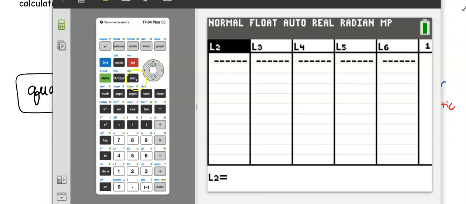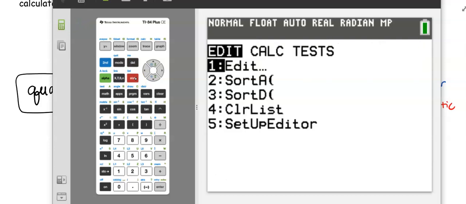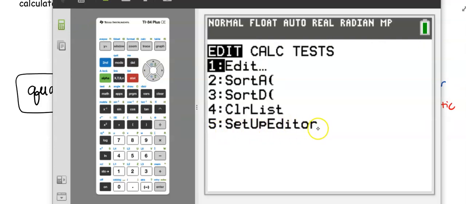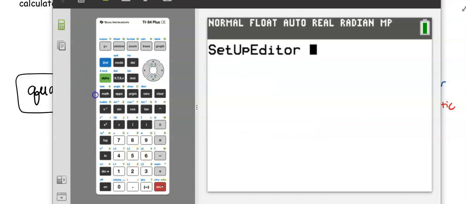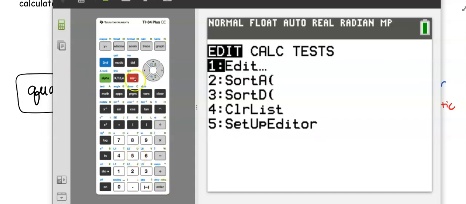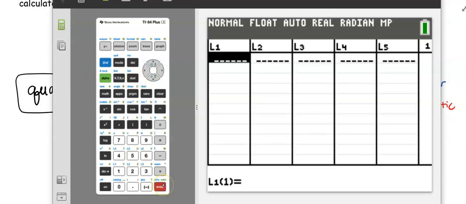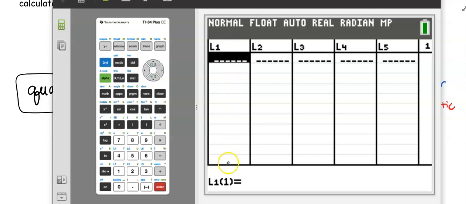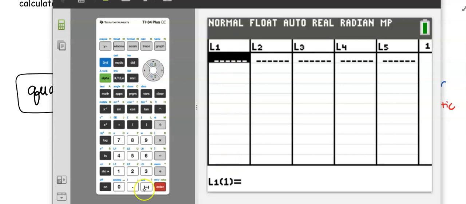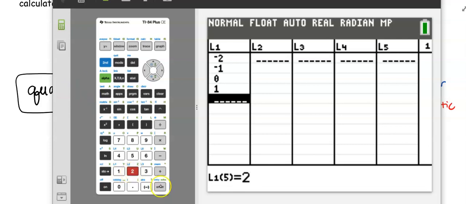If that ever happens, we hit stat, number 5, setup editor. We hit enter and it fixes it. We go back to stat, edit, and see my L1 is back. So what you're going to do is in L1, you're going to put those x values. So -2, hit enter or arrow down. -1, 0, 1, 2, 3, 4.